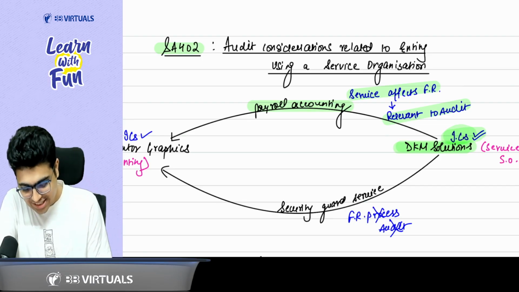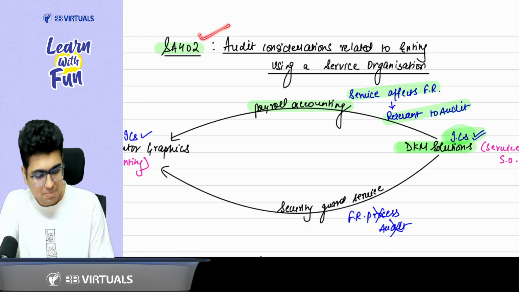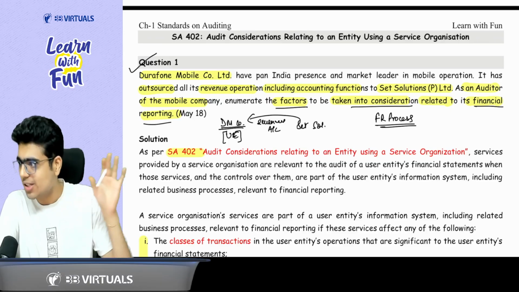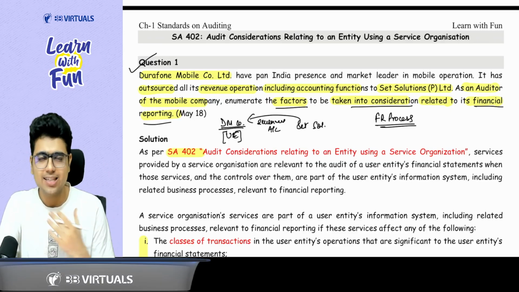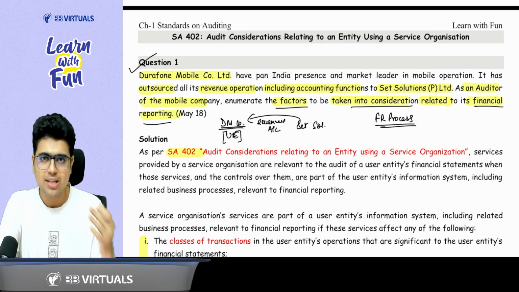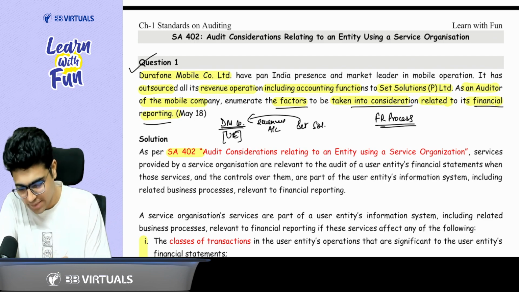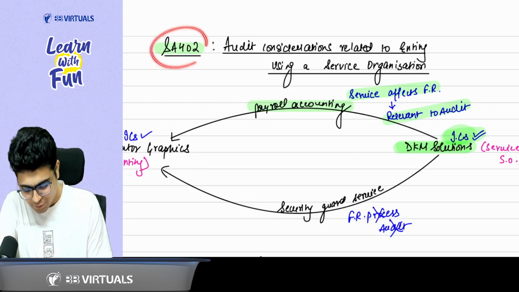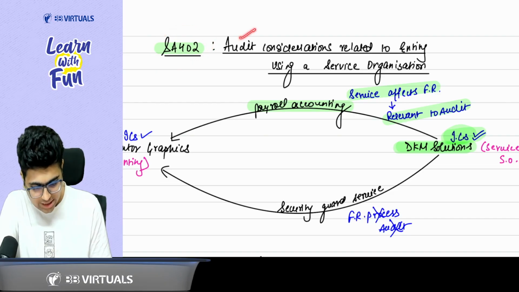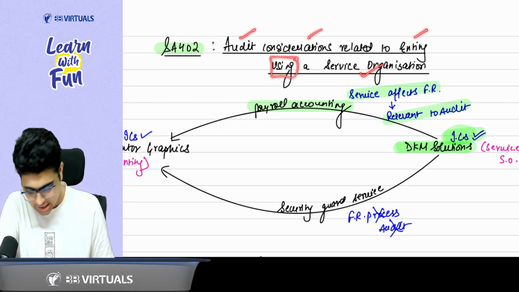So, sir, in this revision, we are not only going to cover the concepts, but at the same time, whatever questions have been asked by ICAI in the study material, RTP and MTP, we are going to cover those properly. Okay. Let's begin with SA 402. Sir, it says: Audit considerations relating to an entity using a service organization.